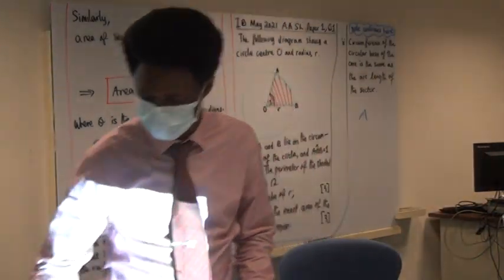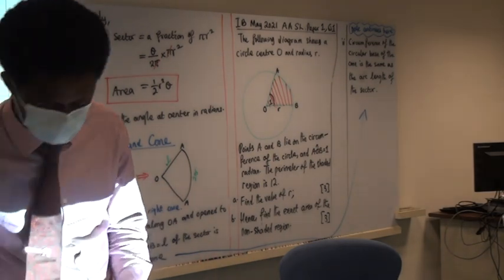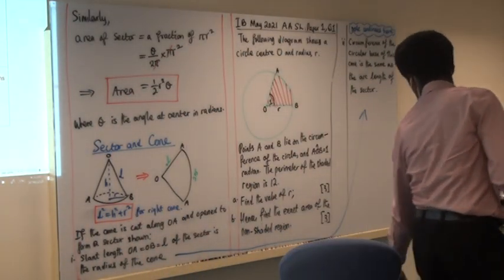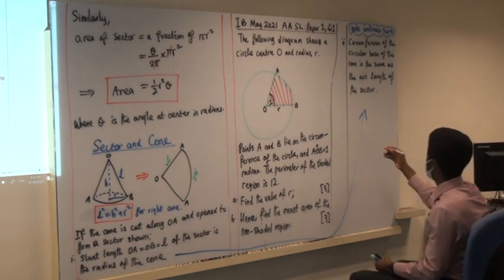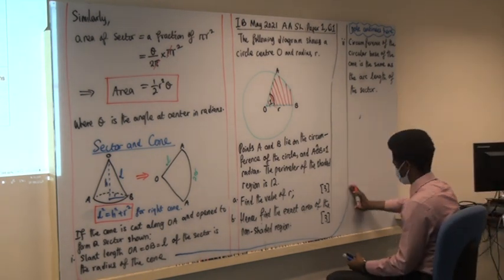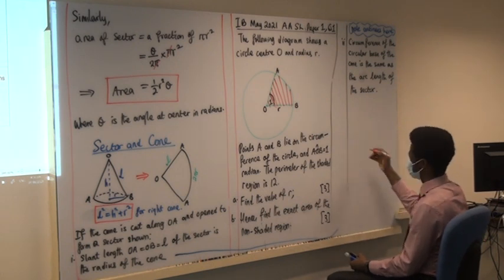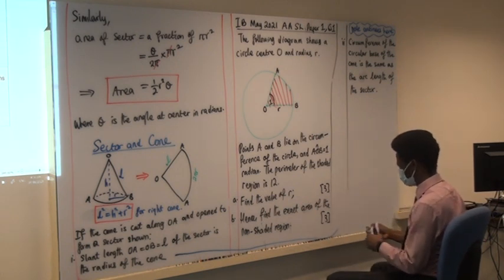Area is equal to 2. Wait, oh, it's perimeter, right? What formula is this? Length is equal to pi r. Oh, you're genius.